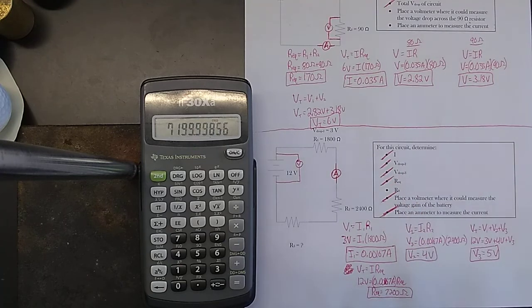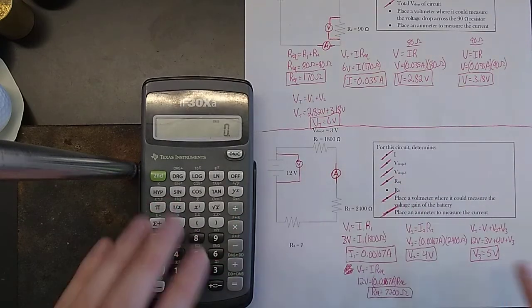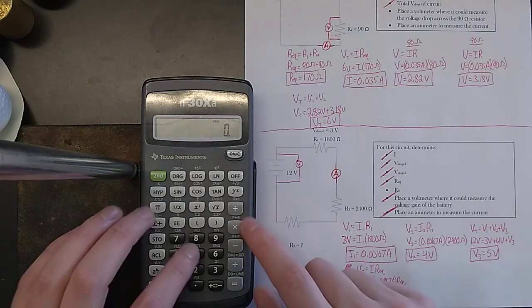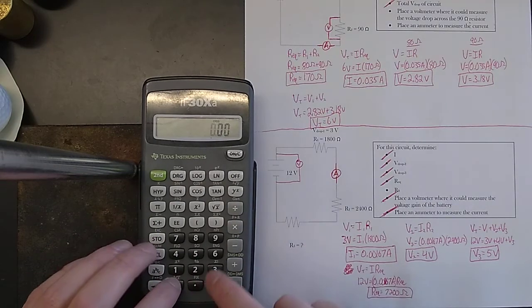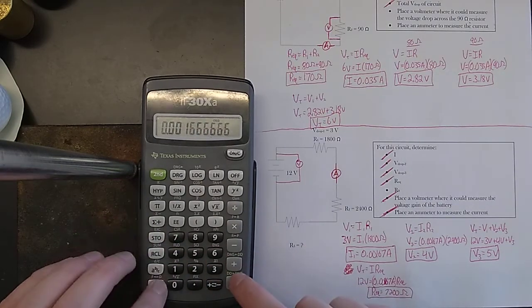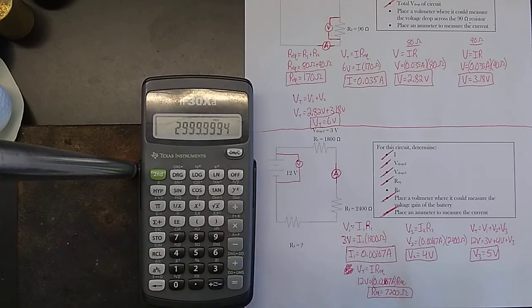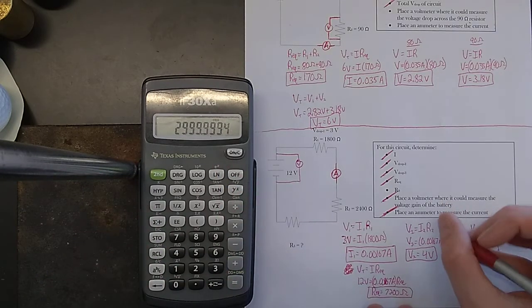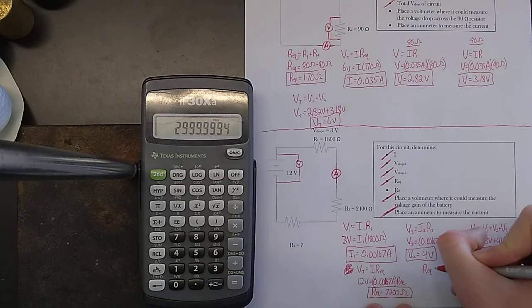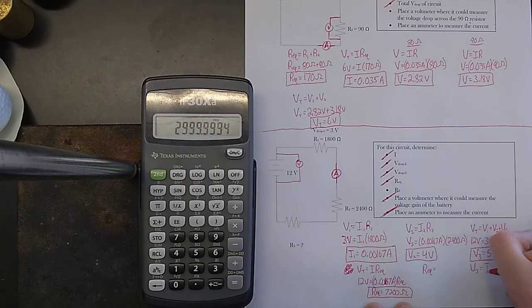We could have solved for R3 first by saying V3 equals I3 times R3, 5 divided by 0.00167, and found that it was about 3,000 ohms. Or we could have done this. So let me just write that down quick. V3 equals I3 R3, 5 volts.